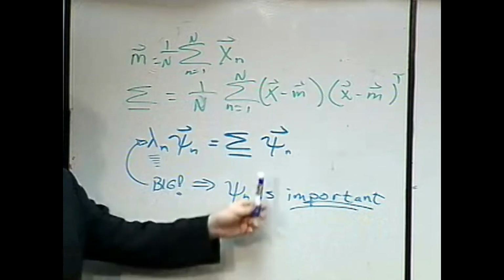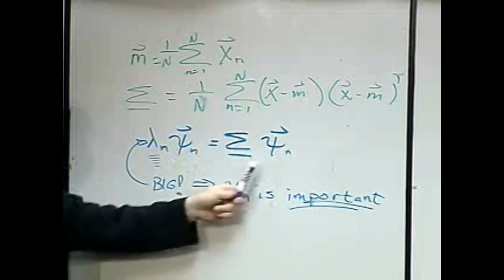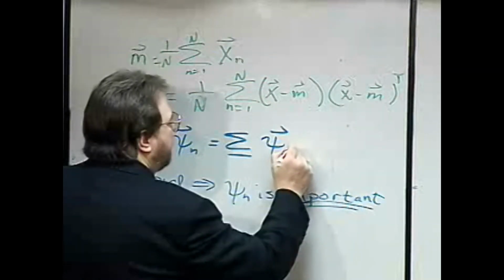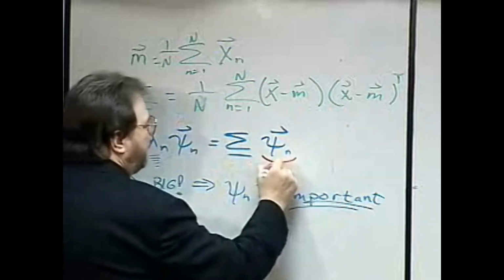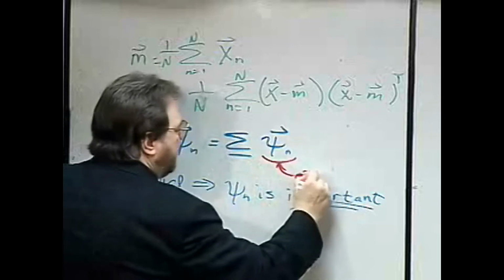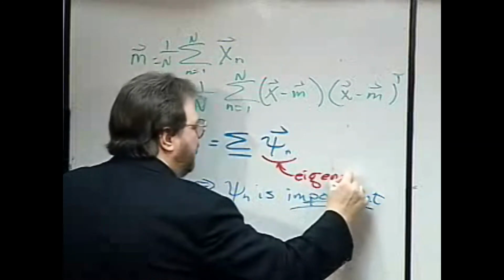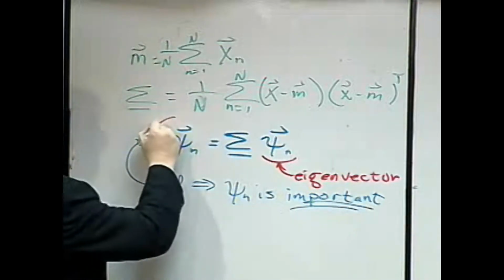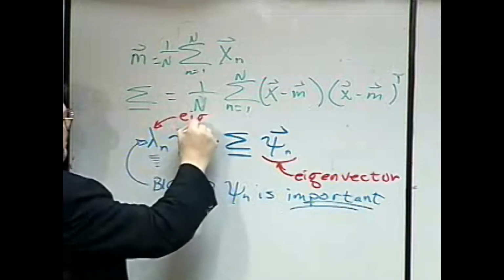Because this tells us how much this eigenvector and all of these eigenvectors matter. Should I write that down? I'm not sure how familiar you are with this idea. Hopefully it should be something which you've seen before. This is the eigenvector, and these are referred to as the eigenvalues.